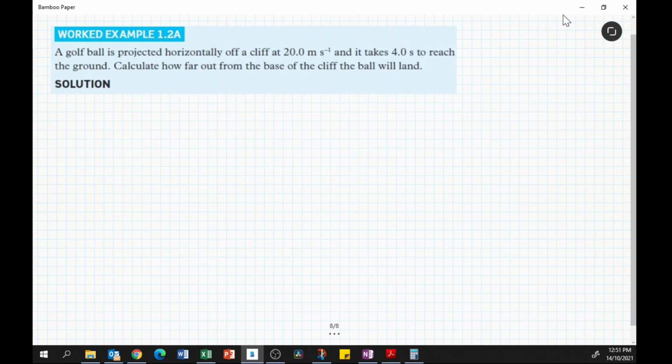A golf ball is projected horizontally off a cliff at 20 meters per second. Horizontal projection. You should identify that, and you should dictate that in a diagram that you draw very clearly. Diagram.